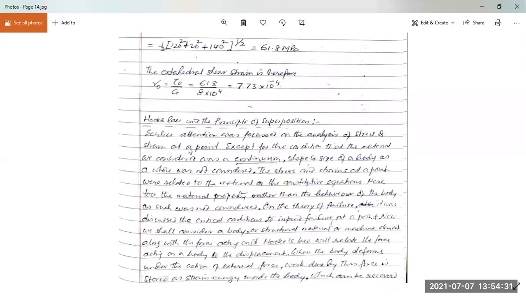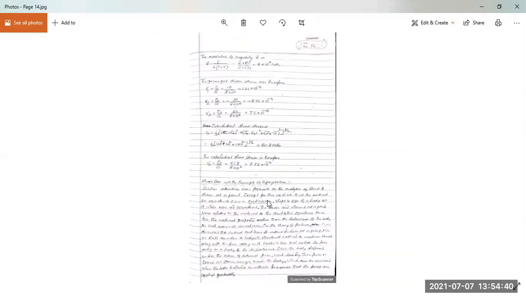Hooke's law is the principle. Let us go through the next portion of our course, our module. That is Hooke's law with the principle of superposition itself.